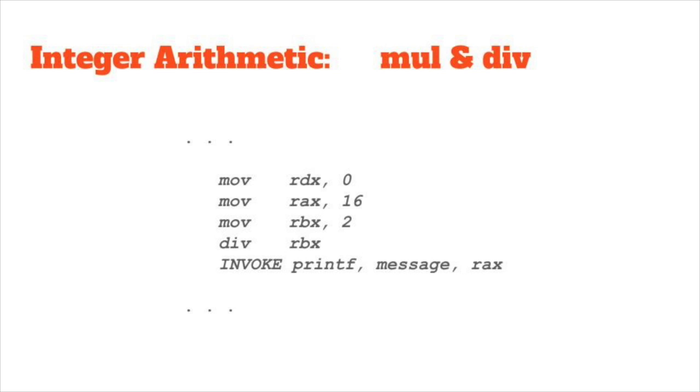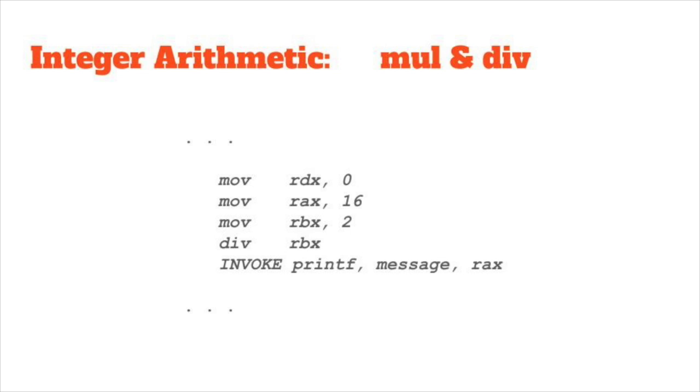You set RDX to 0 because that's an important thing. Then you set RAX to 16, that's the one we're dividing. Then we're going to divide it by RBX, which we set to 2. So when you run divide RBX, you get RAX is 8, of course. This is just a basic example. And for multiply, you do the same thing, except you wouldn't need to set RDX to 0.